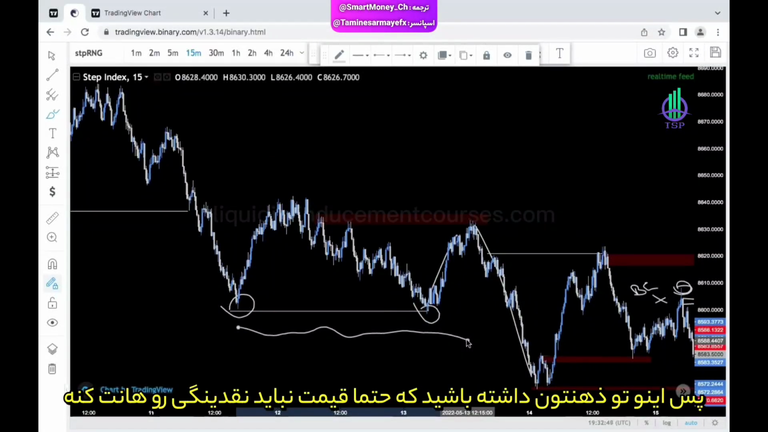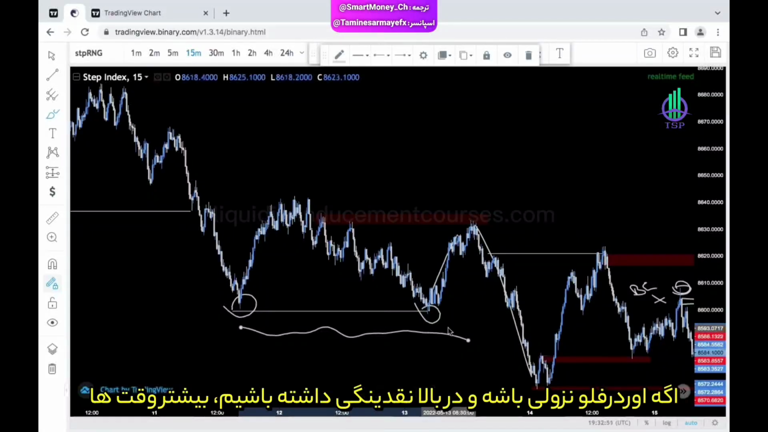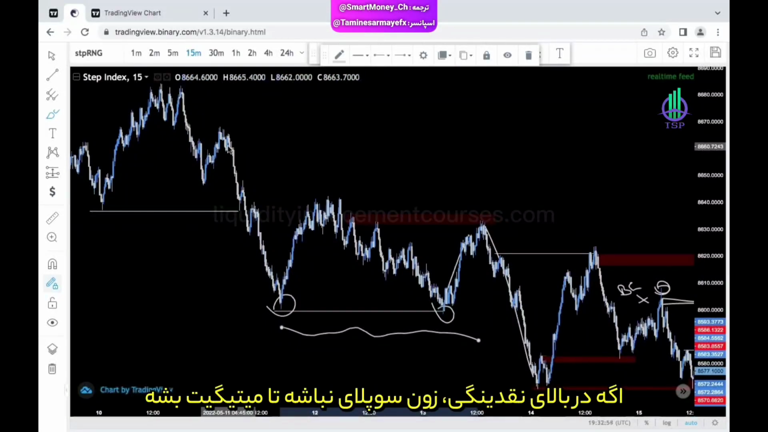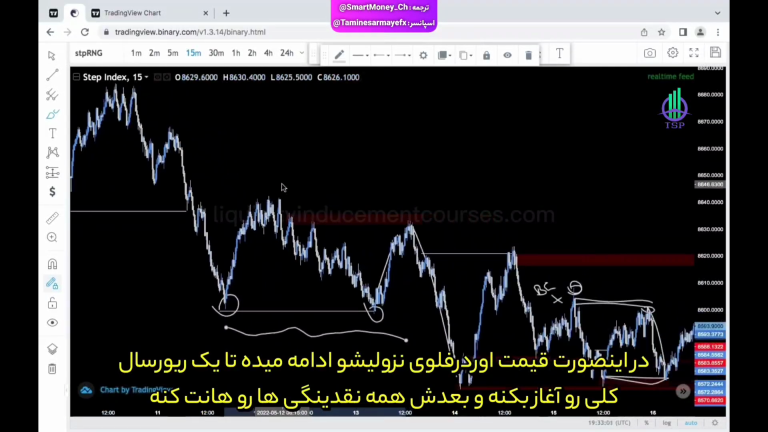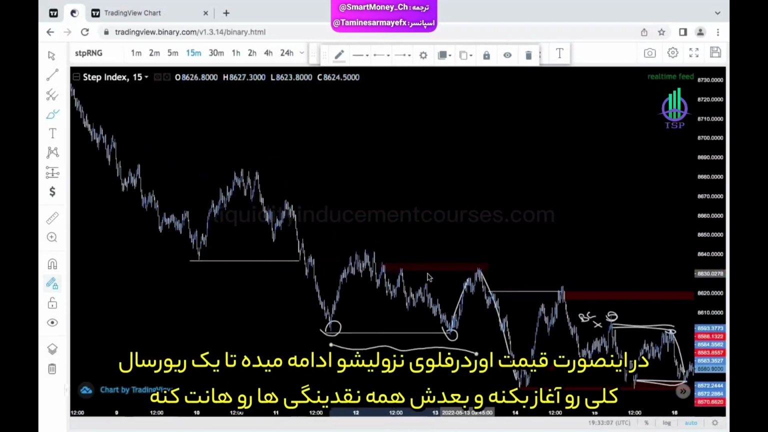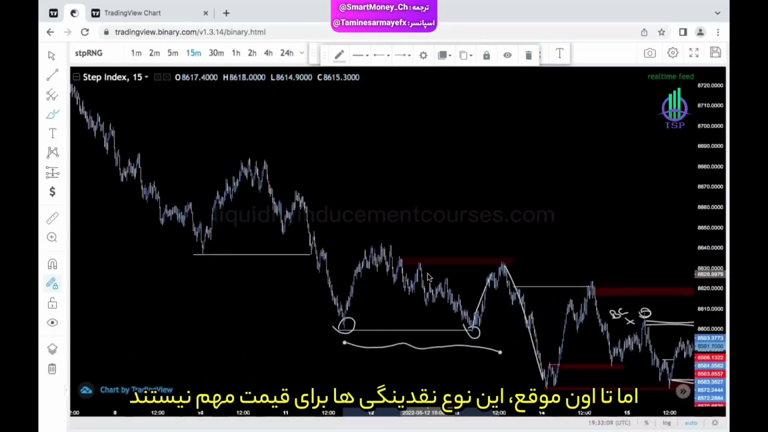It is never a must that price does, except we have orders. If the order flow is bearish and we have liquidity to the upside, most times if we don't have a supply zone that has to be mitigated above this liquidity, price will continue in the bearish order flow until it starts its overall reversal, and then we'll close in on all of that. But until then, those areas are not important to price.